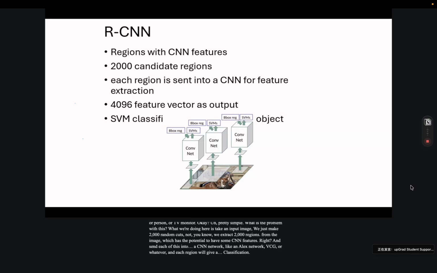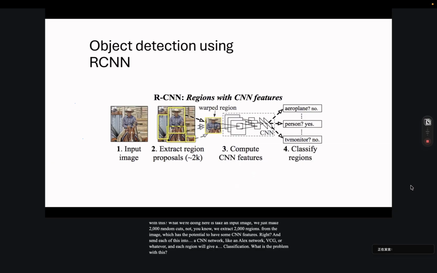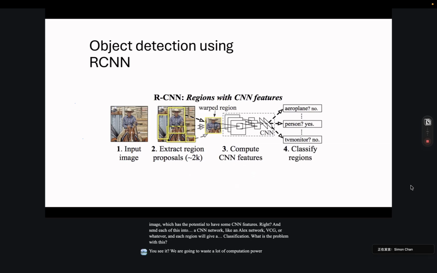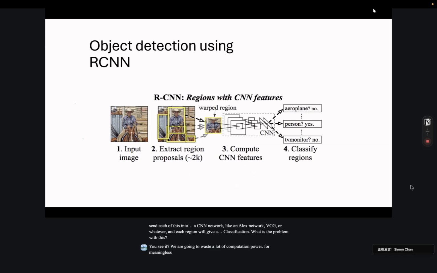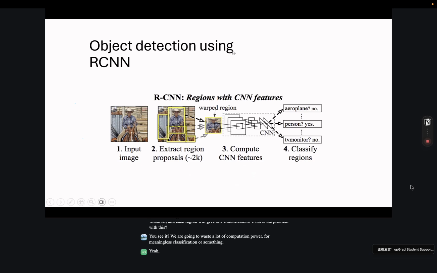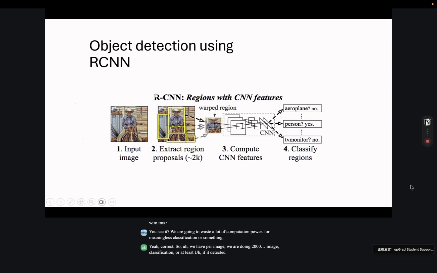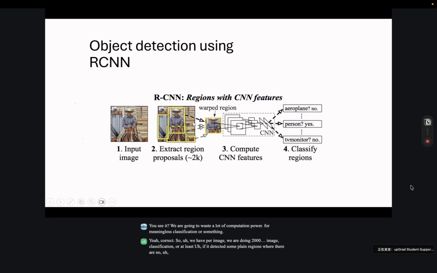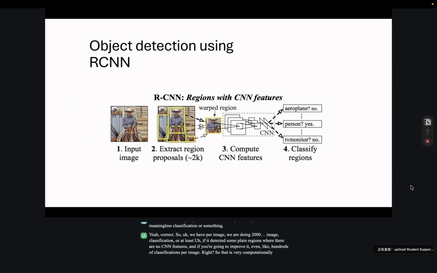What is the problem with this? Is it we are going to waste a lot of computation power for meaningless classification or something? Yeah, correct. So per image, we are doing 2,000 image classifications, or at least, even if it detected some plain regions where there are no CNN features and you ignore those, hundreds of classifications per image, right? So that is very computationally inefficient.